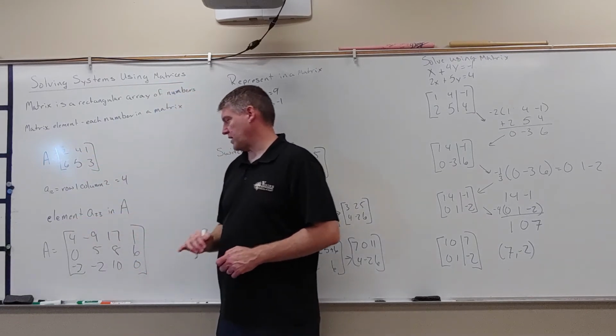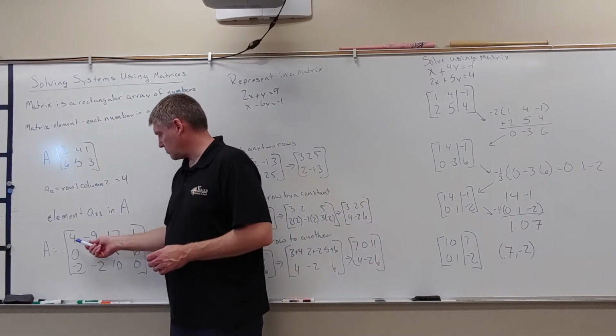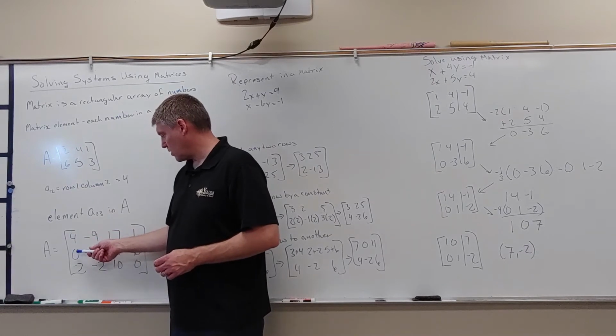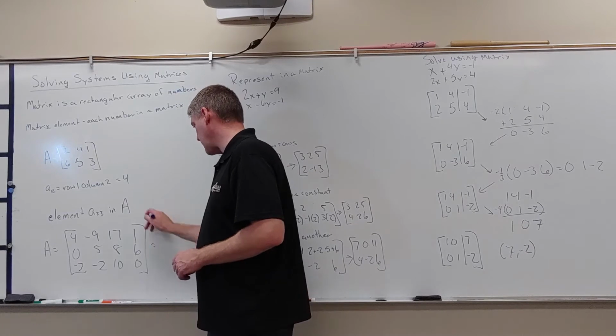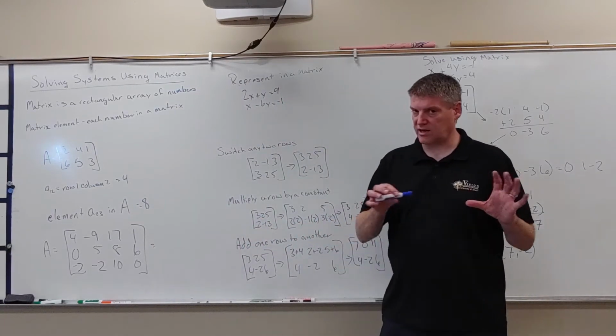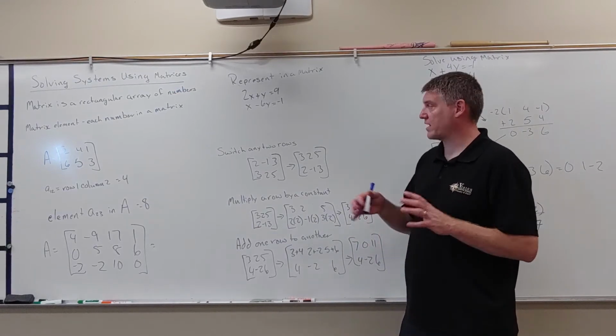So what element is in the 2, 3 position in A? So the 2 says down 2. So the second row, 1, row 2, over 3. 1, 2, 3. I have an 8. Okay? So that's just a little bit of information on matrices, how to arrange them, and what they look like, elements.